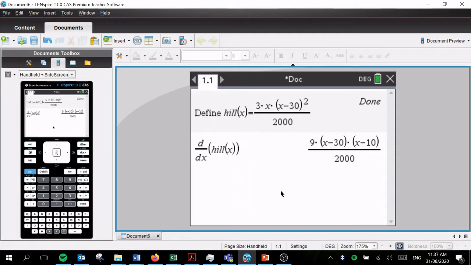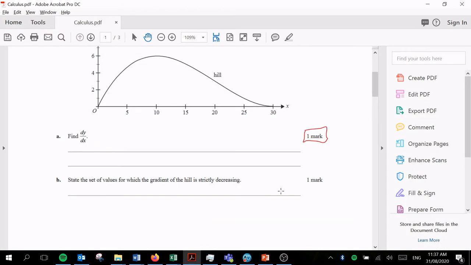This is 1 mark. It's right there, written for me. All I need to do is write it in. So 9, 30 minus x, x minus 30, and then brackets, x minus 10, all divided by 2000. And that's it, 1 mark. Nothing more is needed. So the next part of this problem, it seems really simple.